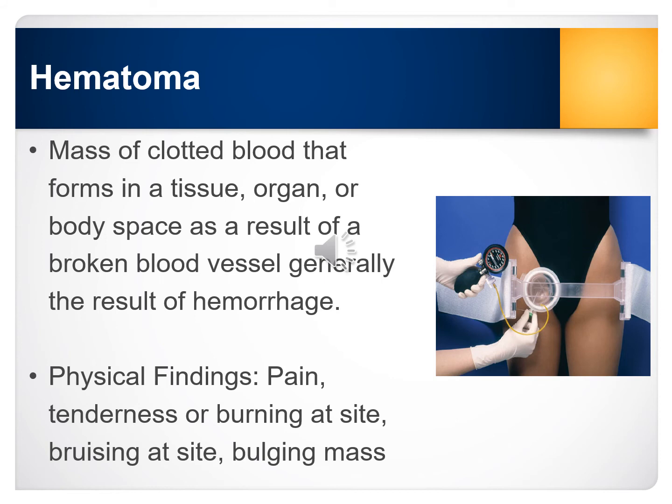A hematoma is a mass of clotted blood that forms under the tissue. It is the highest complication that can occur. 93% of people who have a cardiac catheterization can develop a hematoma. Typically, patients will have pain and tenderness, bruising at the site, and you will be able to palpate a bulging mass.